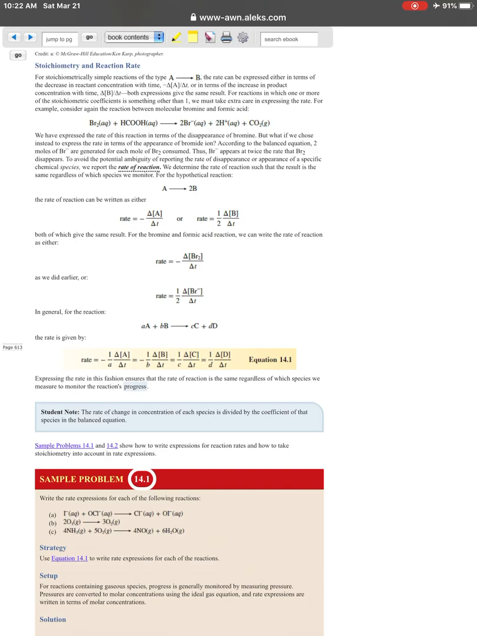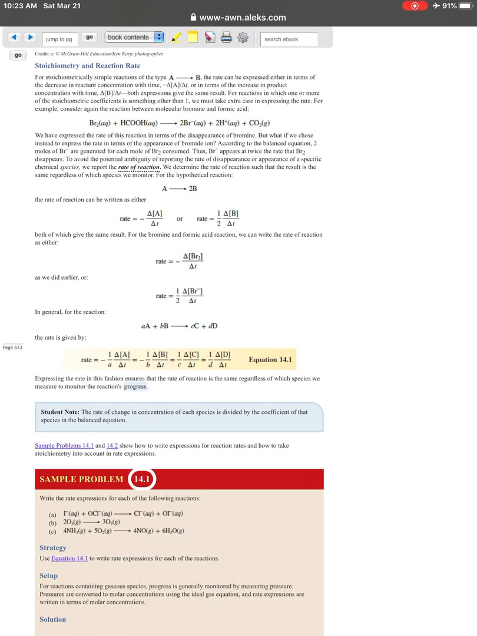For example, consider again the reaction between molecular bromine and formic acid. Br2 aqueous plus HCOOH aqueous gives you 2 Br minus aqueous plus 2 H plus aqueous plus CO2 gas. We have expressed the rate of this reaction in terms of the disappearance of bromine. But what if we chose instead to express the rate in terms of the appearance of the bromide ion? That's one of the products. According to the balanced equation, 2 moles of bromide, Br minus, are generated for every mole of Br2 consumed. Thus, bromide appears at twice the rate that bromine disappears.